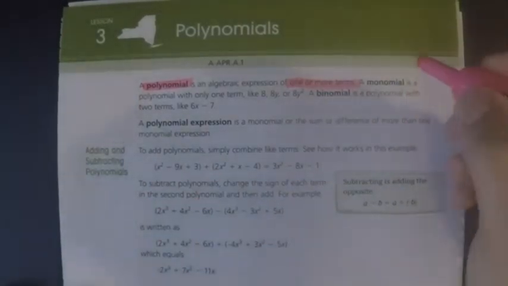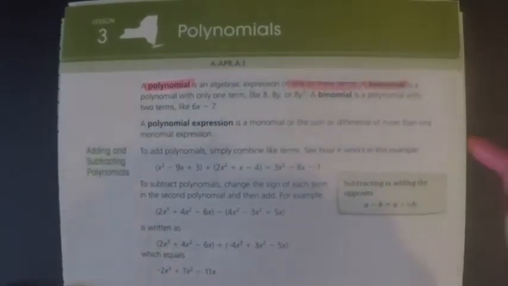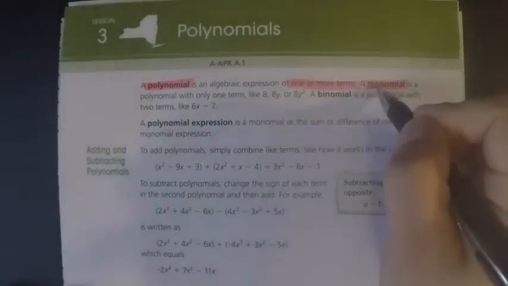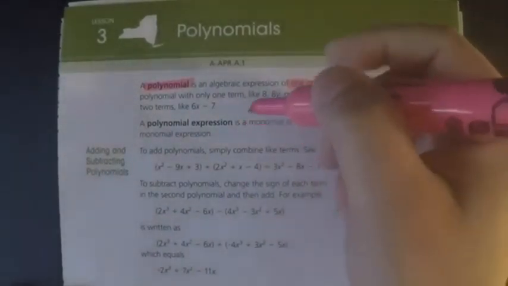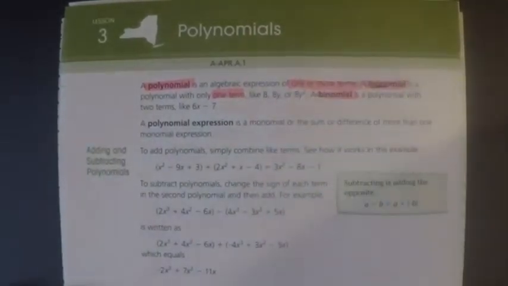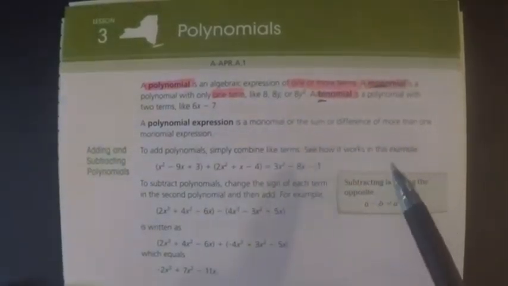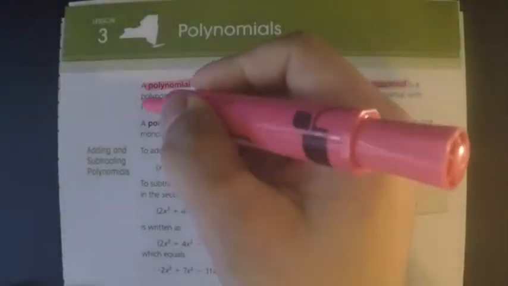Then we have 2 special types of polynomials. A monomial starts with mon here, which is going to be 1. So it's a polynomial with 1 term. And binomial starts with the prefix bi here, which is going to mean 2. So it is a polynomial with 2 terms.